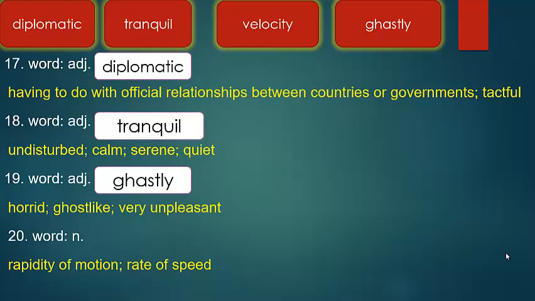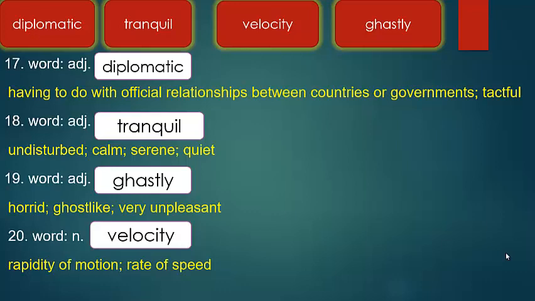20. Rapidity of motion, very speedy or very fast, rate of speed. Velocity. Now we discussed the meanings of 10 words.